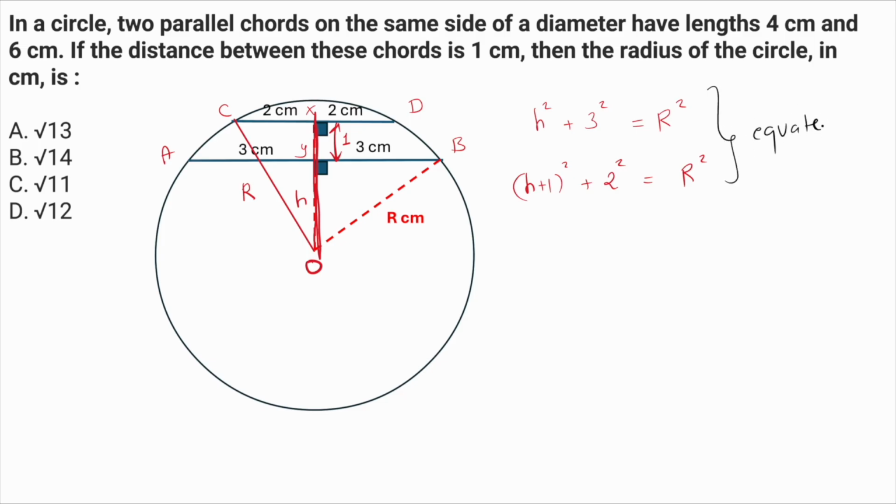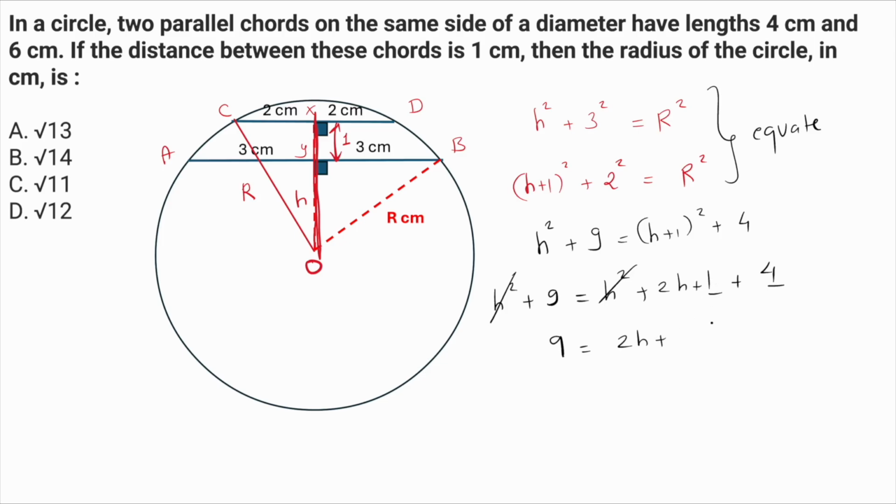The next step, we equate these two, the first and second equations. Since the right hand side is R square in both cases, we can directly equate the left hand sides. H square plus 3 square, which is 9, will be H plus 1 square plus 2 square, which is 4. So H square plus 9 will be equal to H plus 1 square, which is H square plus 2H plus 1, plus 4 as it is. Cancelling out H square from both sides, I'm left with 9 is 2H plus 1 plus 4, which is 5. If 2H plus 5 is 9, I can say 4 is equal to 2H, subtracting 5 from both sides. That gives me 2H is equal to 4, or H is simply equal to 2.